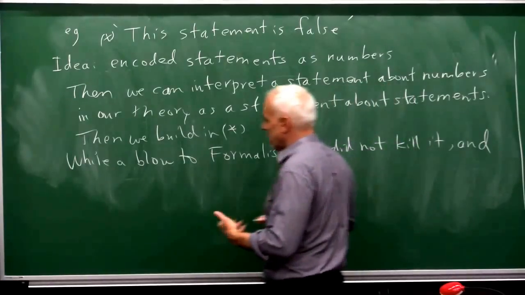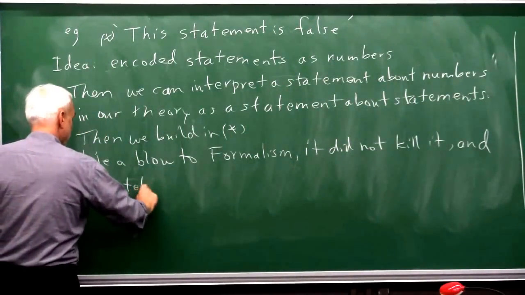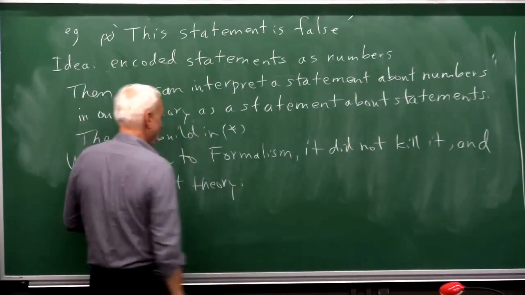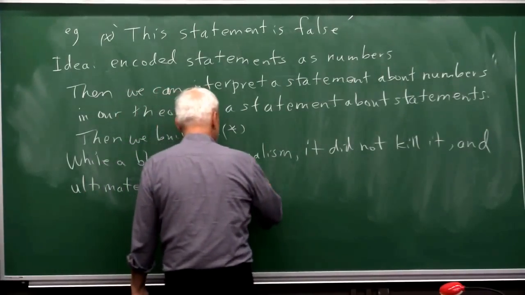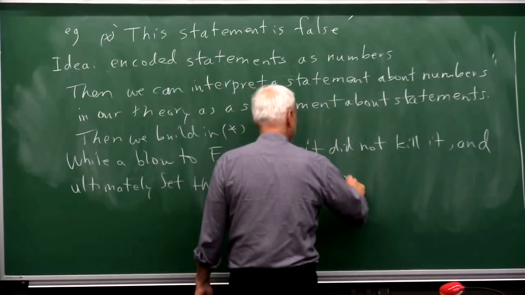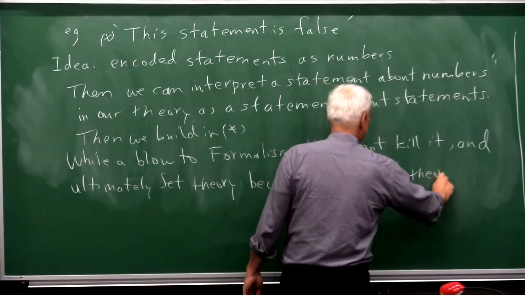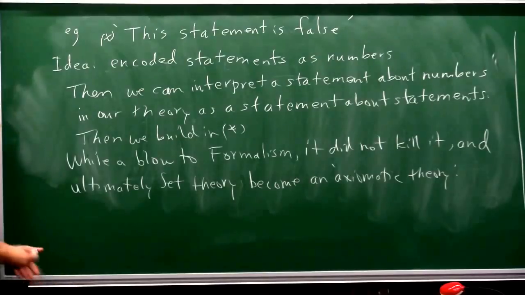And ultimately, the modern theory of sets did end up taking on a very formalist point of view. Ultimately, set theory became an axiomatic theory, very much along the lines of formalism. Okay, and there's a number of people involved here.